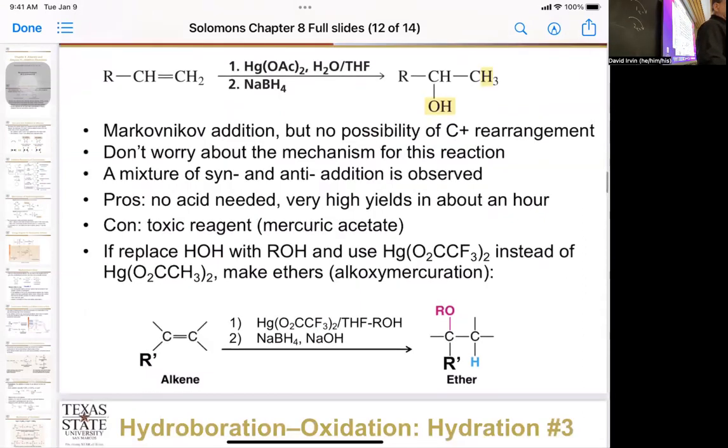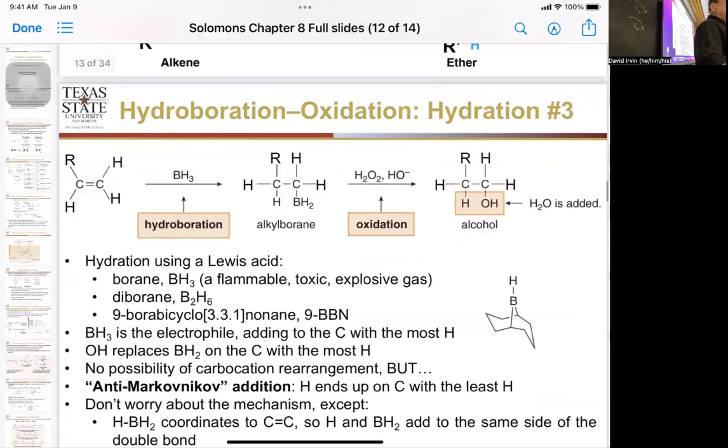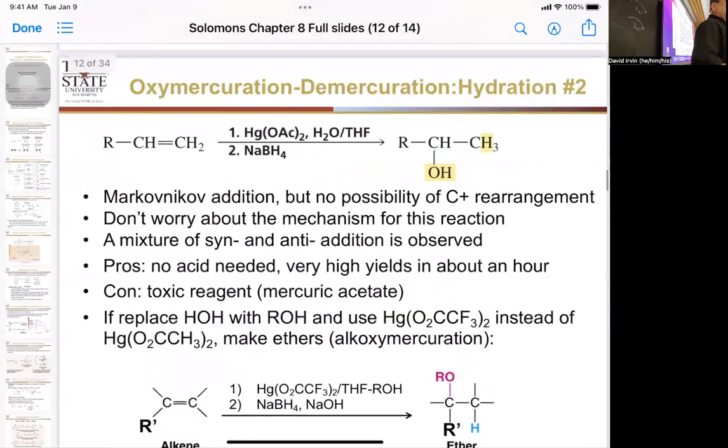All right, so what's the mechanism? Well, the mechanism in the book is actually wrong, so I wouldn't worry about the mechanism. But the idea here is that you add mercury across. The mercury is on this one right here, the hydrogen's on this one right here, and then we reduce off the mercury, giving us the alcohol.